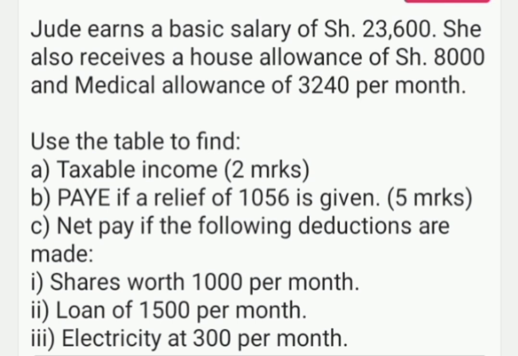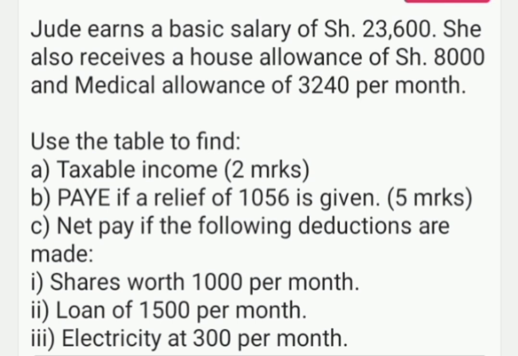Part B: PAYE, if a relief of 1,056 is given, 5 marks. Part C: Net pay if the following deductions are made. Shares worth 1,000 per month. Loan 1,500 per month. Electricity at 300 per month.